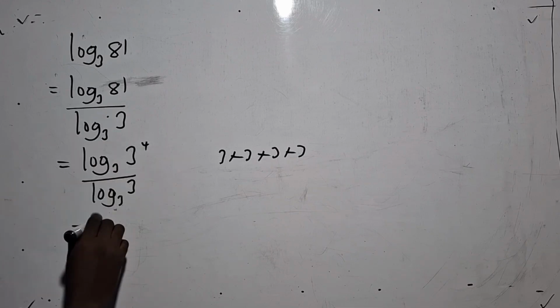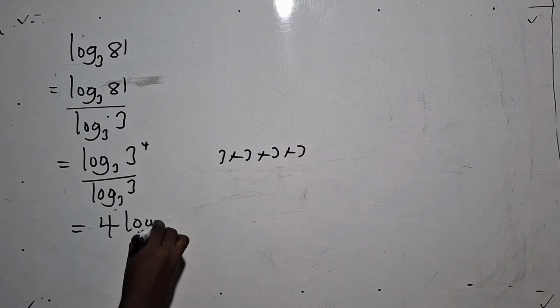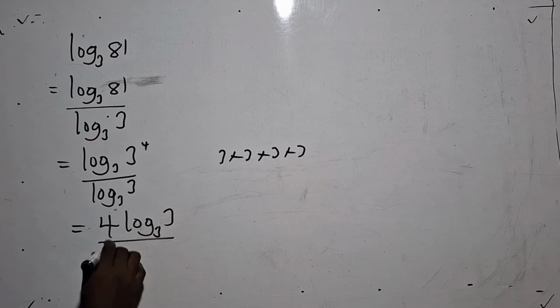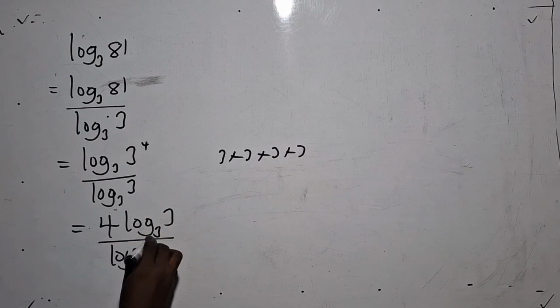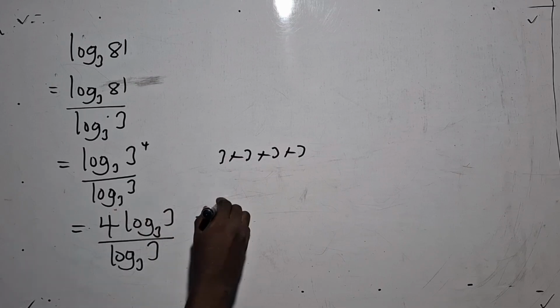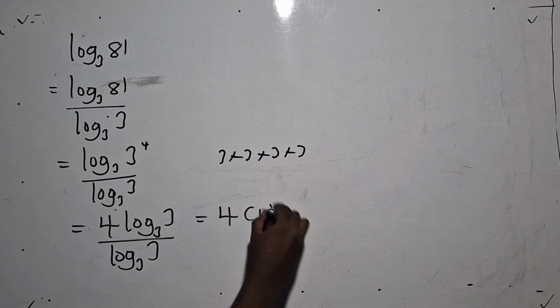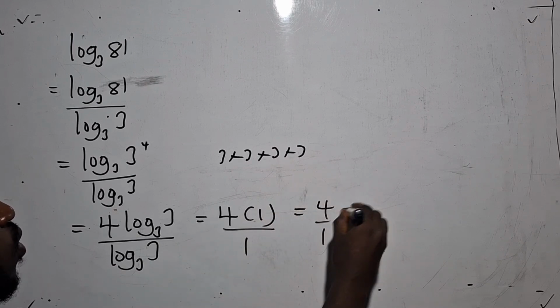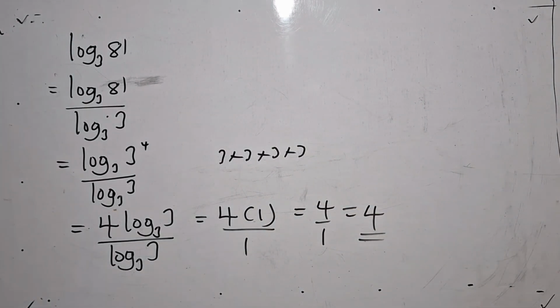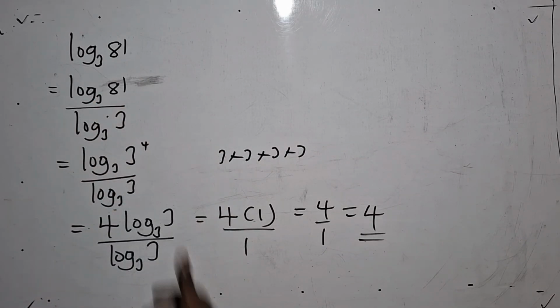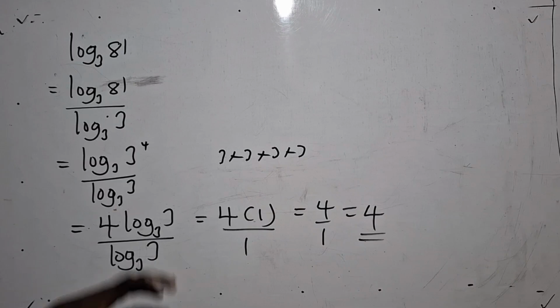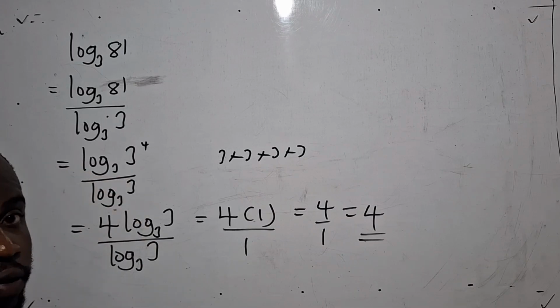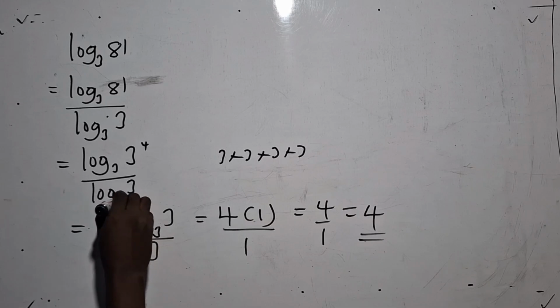So in logarithms, this will give me 4 log base 3 all over log base 3. So this one will give me 4 times log to the base of itself is 1. Then the log of itself is 1. So 4 on 1, which will also give me 4. Using the change of base method, to follow closely. Yes, change of base method is so simple if you understand the principle and how to solve it. So this is how we solve this one using the change of base method.